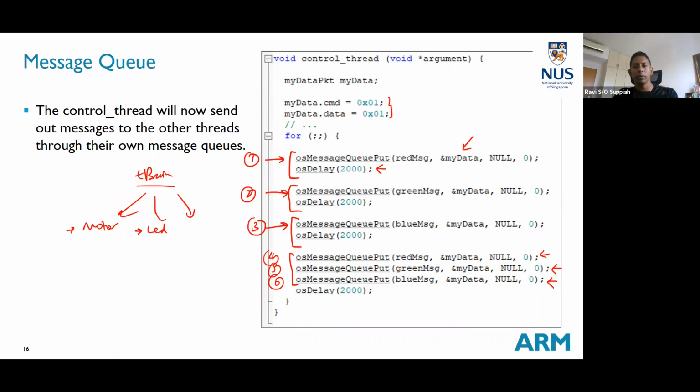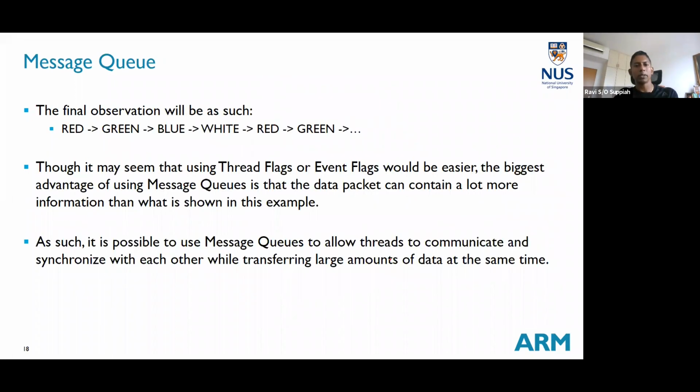Okay, so when you run this code, basically what you will observe is you will first see red, green, and blue, and then you will see white. That means all 3 running together. Okay, and then the whole thing repeats.